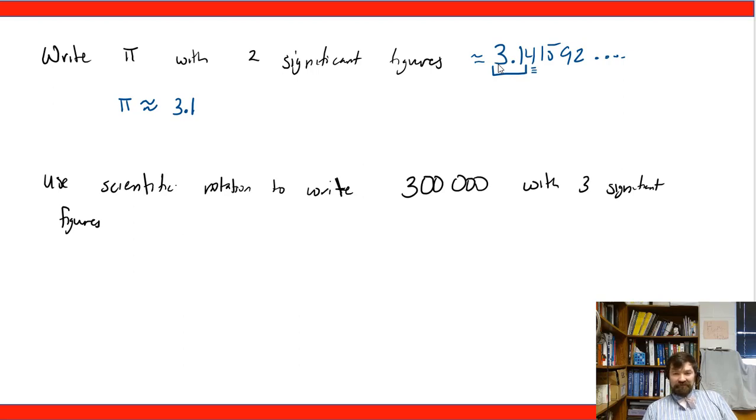Second example, you have the number 300,000 and we want to write it with 3 significant figures. We can use scientific notation to do this. So you know that in scientific notation, I'm moving the decimal from here 1, 2, 3, 4, 5. So I know that this is going to be 3 point maybe something times 10 to the 5. I want 3 significant figures, so I need to add 2 figures after the decimal point. Those 2 are both zeros since this is 300,000. So this would be this number with 3 significant figures.